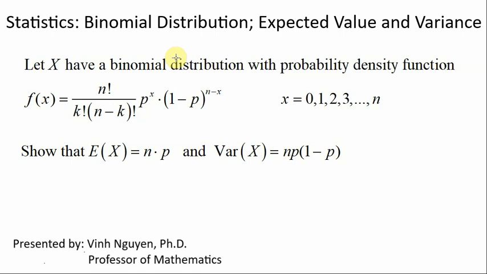This video is about the binomial distribution, and I want to show that the expected value is n times p, where p is the probability of success, and that the variance of the random variable x is n times p times 1 minus p.